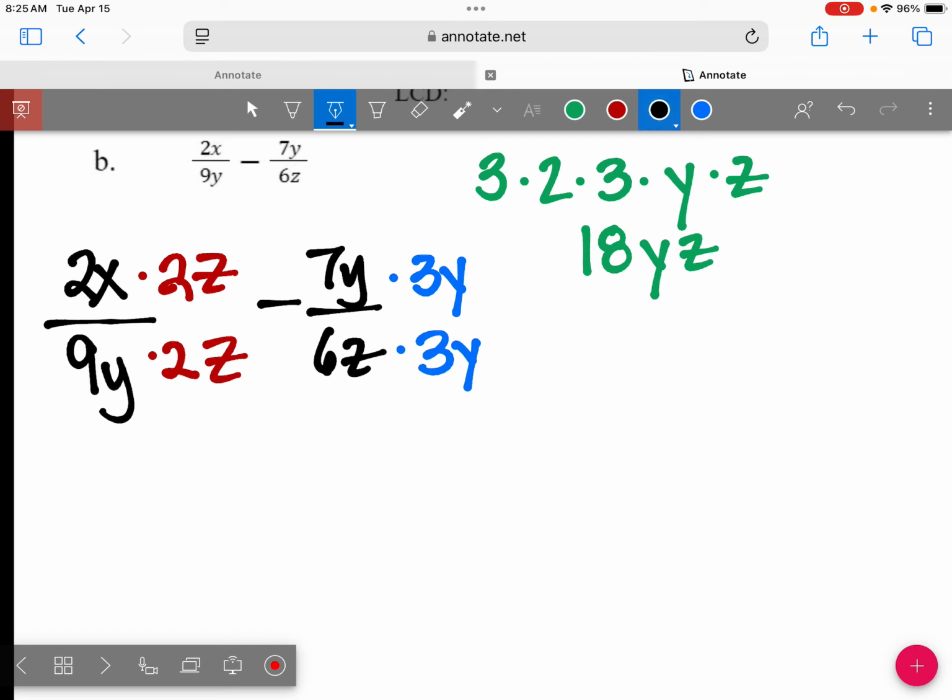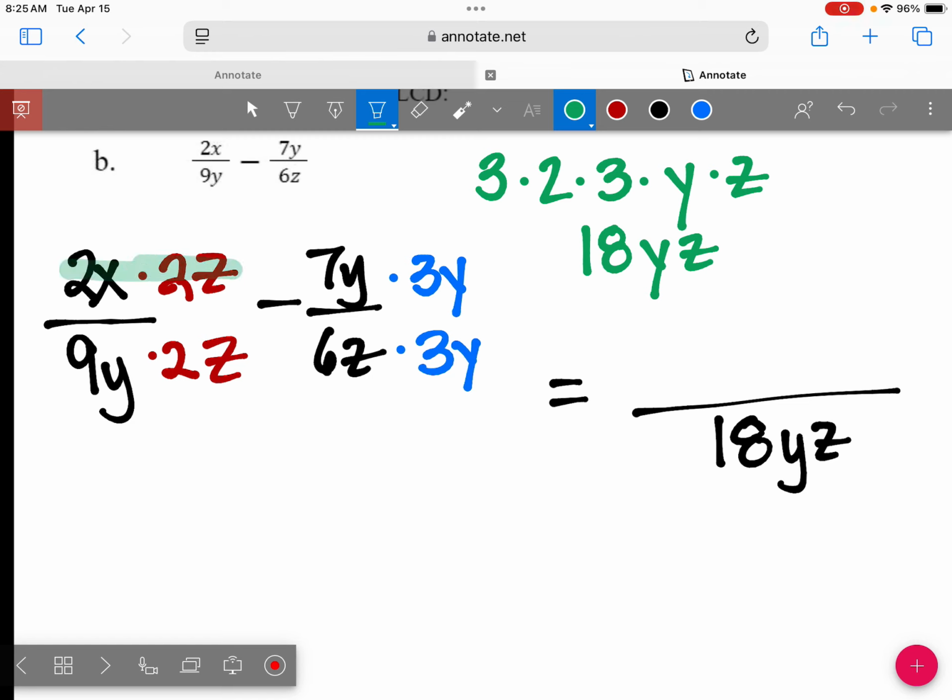All right, so now we're ready to bring it together. My final answer, the denominator is going to be 18yz, because both of these multiply to give you 18yz. So we got that. Now let's highlight or multiply straight across. What do you think you're going to get when you multiply that, what you see highlighted in green? 2x times 2z. 4xz. Yep, that's all you have there. We have 2 times 2, which is 4, an x and a z. Bring down your subtraction sign.